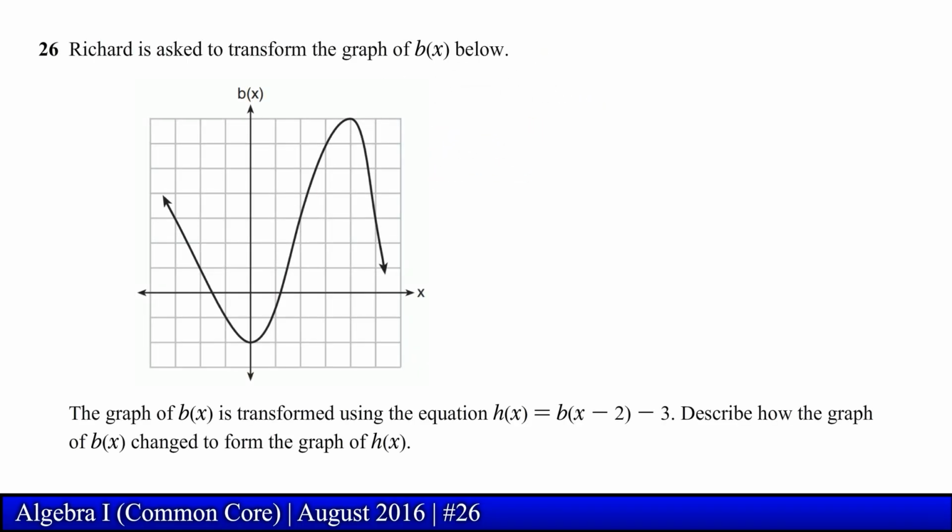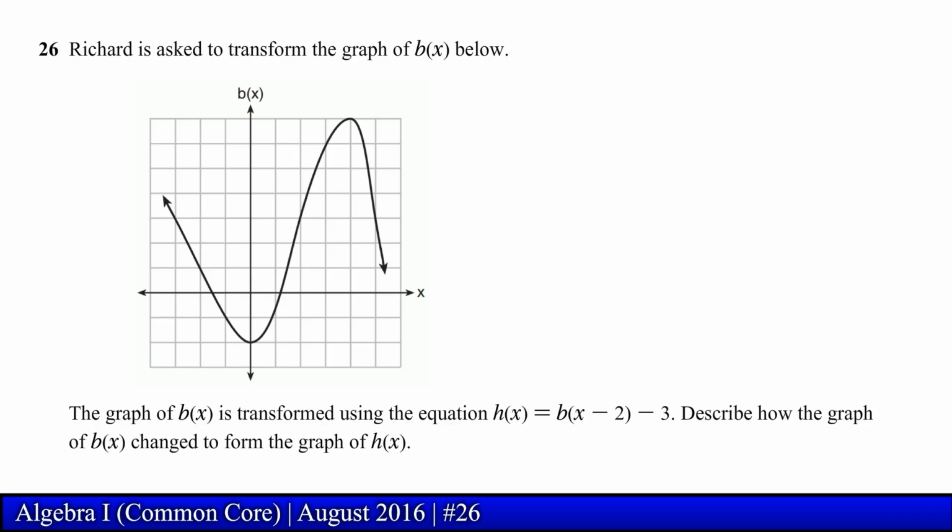Richard is asked to transform the graph of b of x below. The graph of b of x is transformed using the equation h of x equals b of x minus 2 minus 3. Describe how the graph of b of x changed to form the graph of h of x.